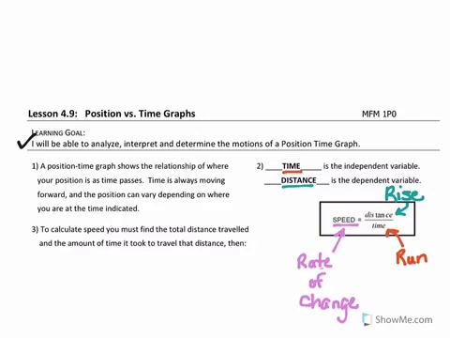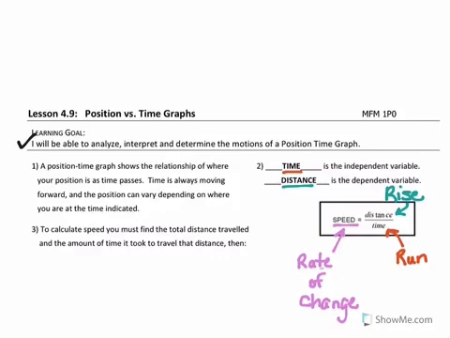So number one, a position time graph, or in other words, a motion graph, shows a relationship between your position as time goes by. So what does that mean? Well, let me give you an example. What if you were at home and you were going towards school? Let's say that right as you walked out the door, you took your cell phone and you started timing yourself.